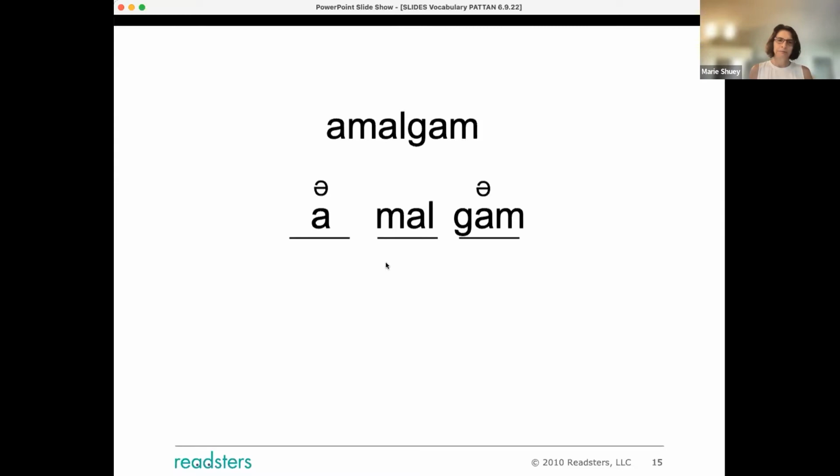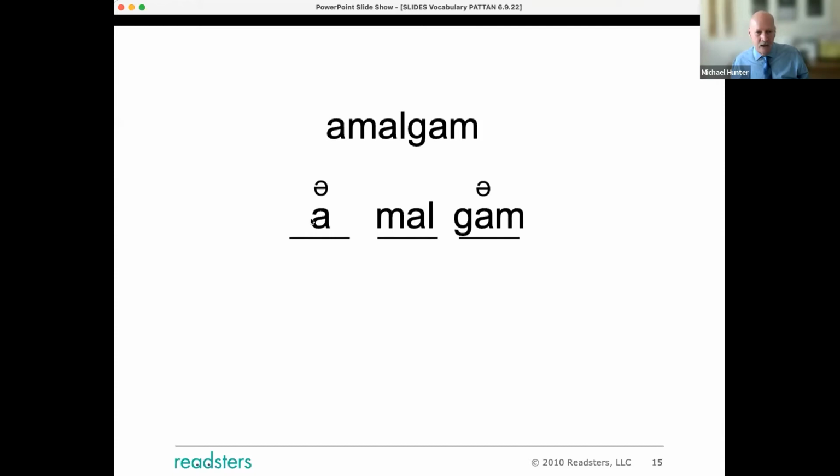A. So that will help us remember how to spell this word, because all of the vowels in amalgam, whether they're schwa or the short A, are spelled with the letter A. So that makes this word a little bit easier to spell than it might look like originally. Okay, so everybody take a look at our word and think about the spelling of each syllable.